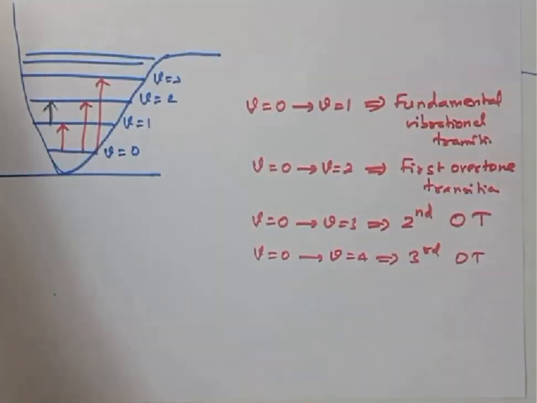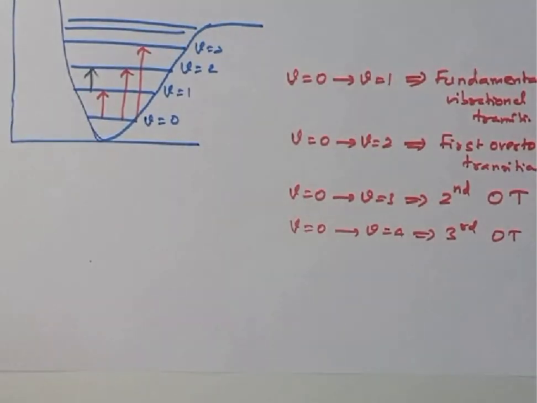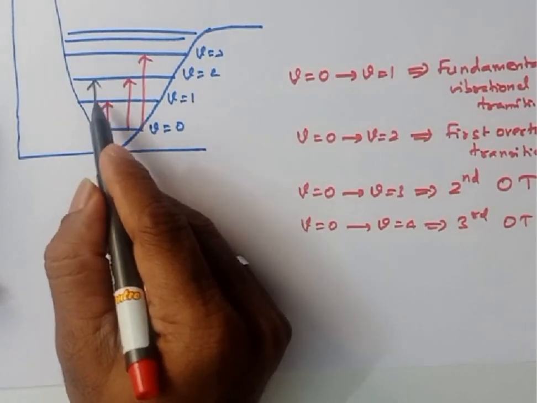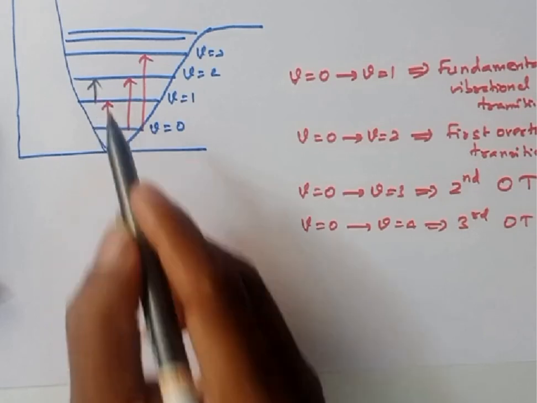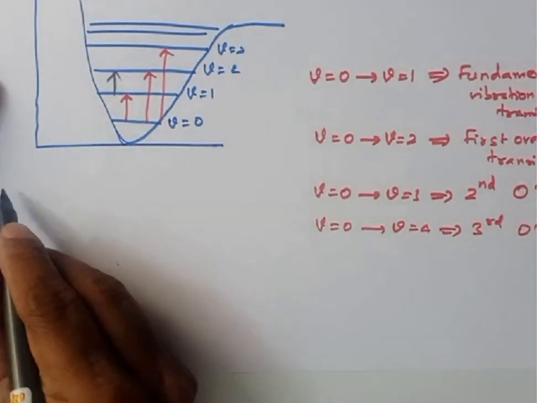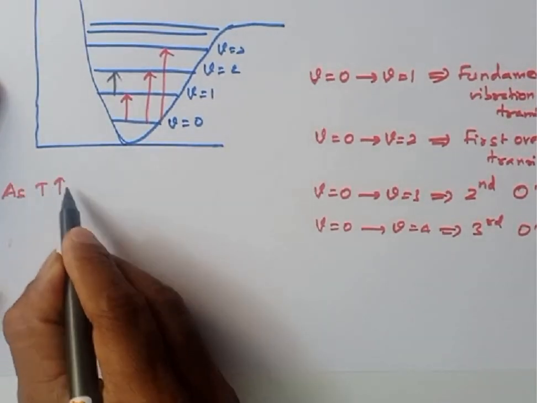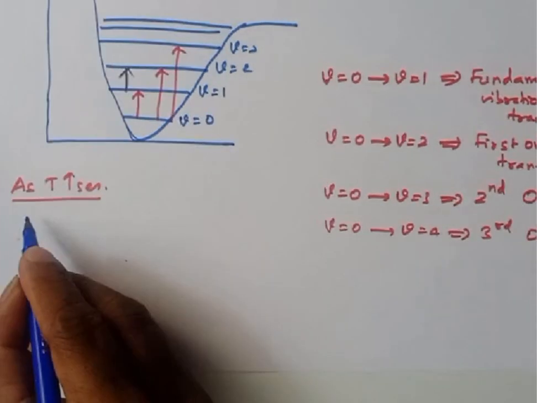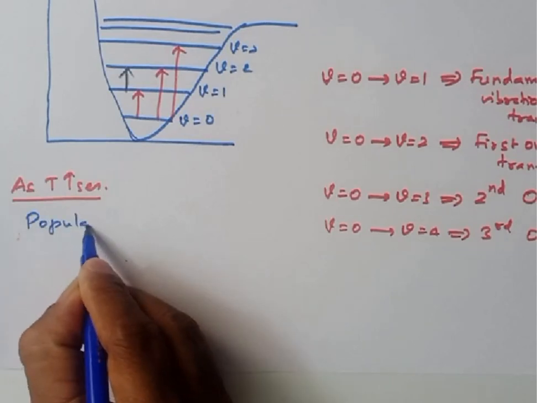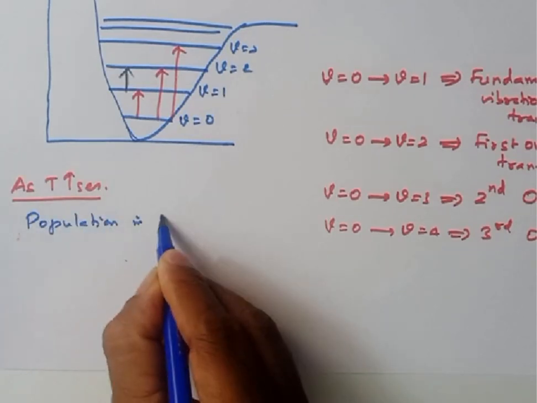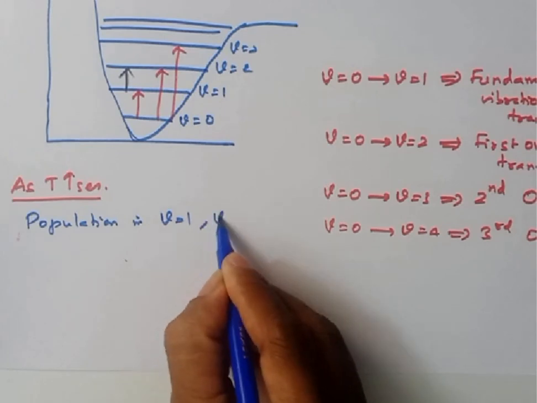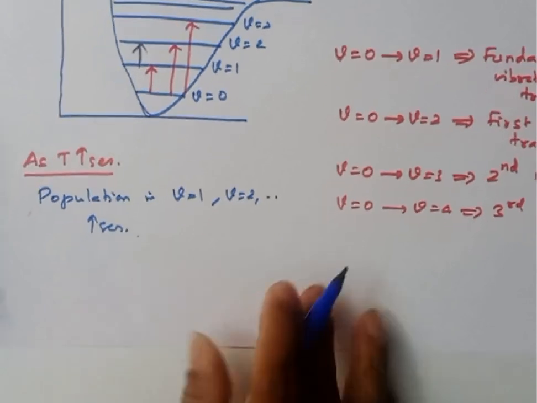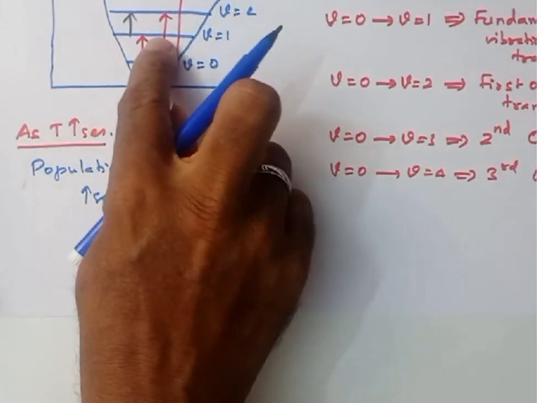Increase temperature. Vary temperature. Very good. Why? If you increase temperature, many molecules will go to the higher vibration level, correct? So, as T increases, the population in V equal to 1, V equal to 2, etc., increases. So now the population in V equal to 1 will increase.